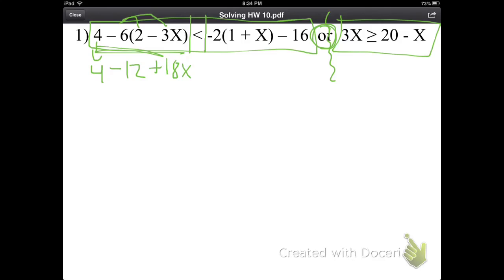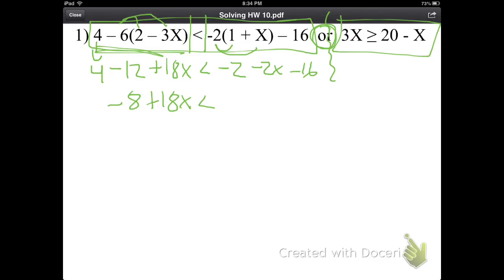We're going to combine the 4 and the subtract 12 to get negative 8. And then the 18x is still there. And now we'll look at the right side. The inequality sign just comes down. Alright, negative 2 times 1 gets you negative 2. Negative 2 times x is negative 2x. And then you got subtract 16 on the end.